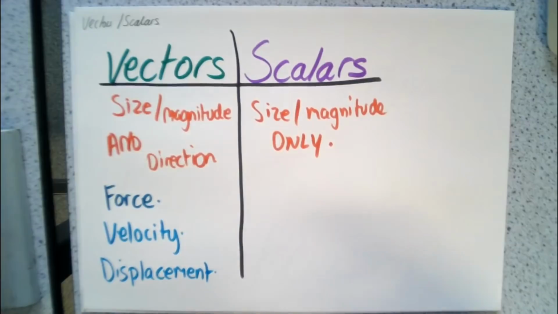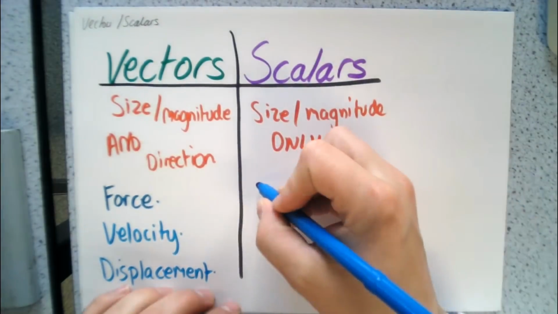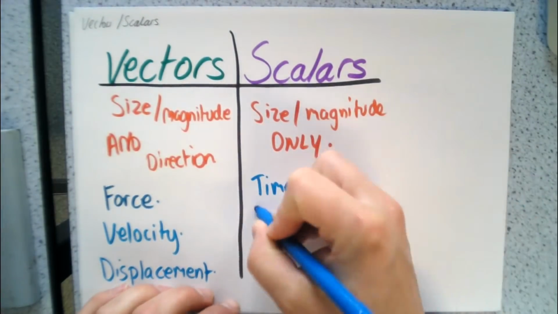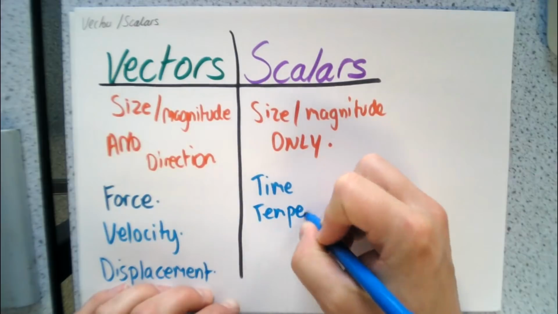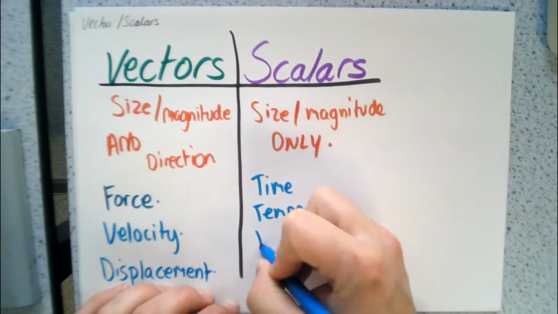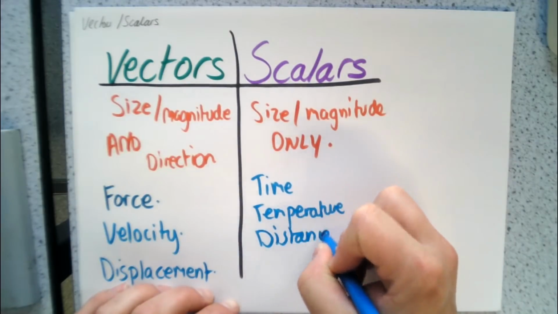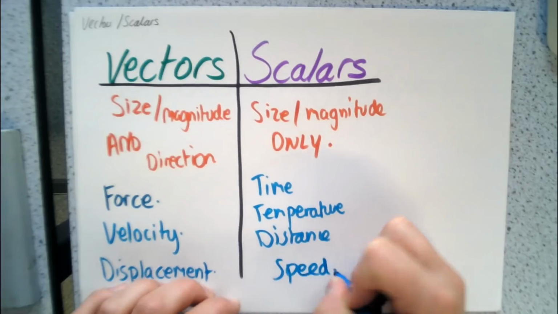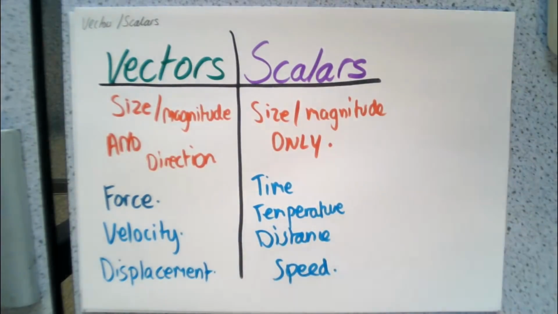When we're talking about scalars, we might be thinking about things such as time, temperature, distance, speed, because these are things that have just got an amount or a quantity or a size only. Okay, so make sure you know the difference between both of those.